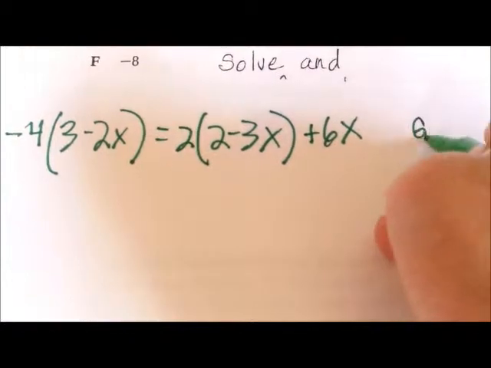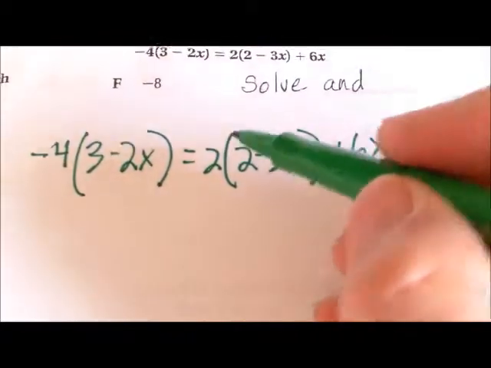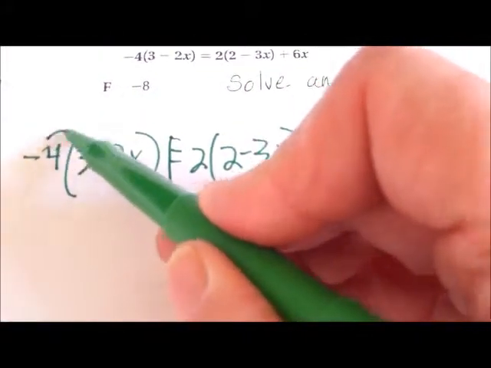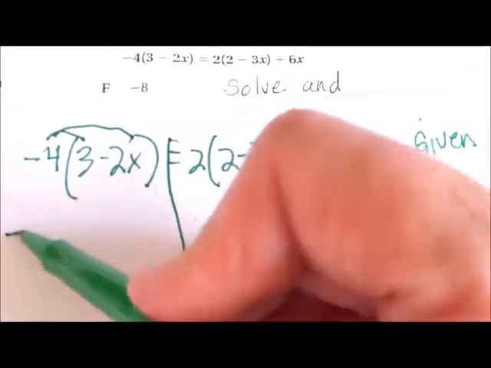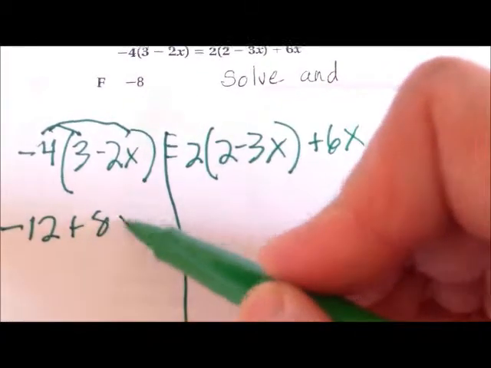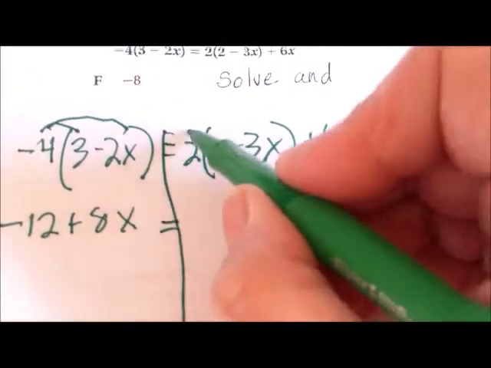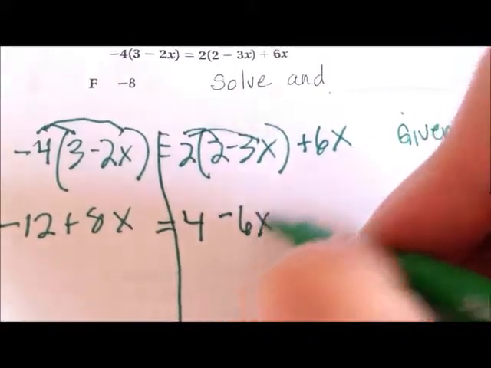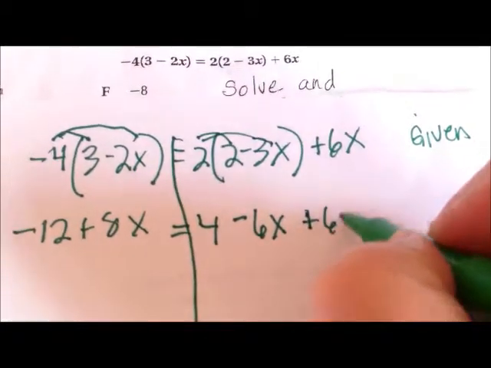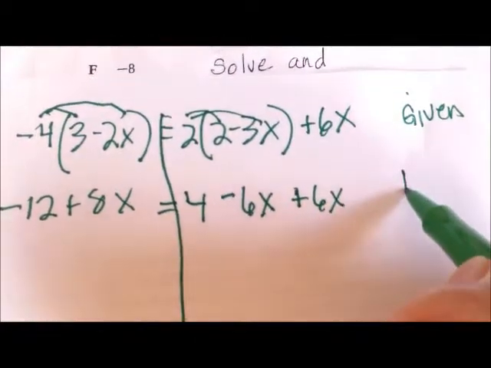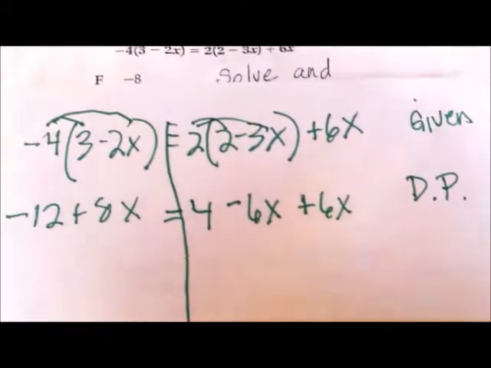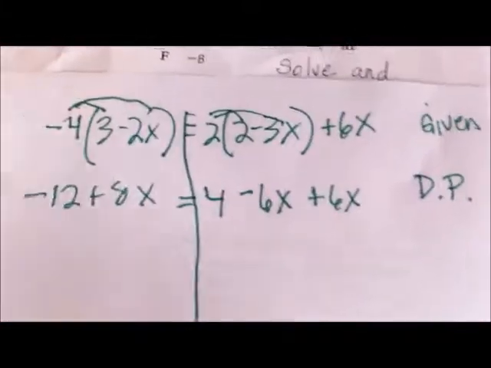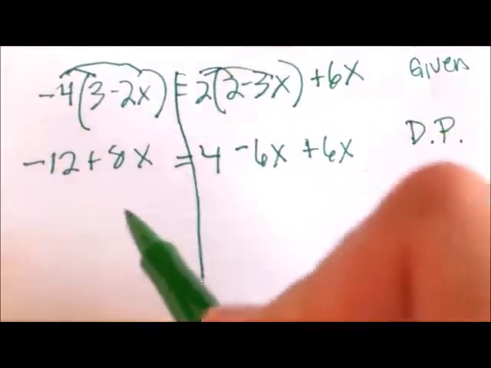So that would be our justification. First thing we're going to do is distributive property. So I got negative 12 plus 8x equals 4 minus 6x, and then bring down this positive 6x. And I was able to do that because of distributive property. And of course, if this was a test, I would write this out. But for the sake of time, I'm not going to now.